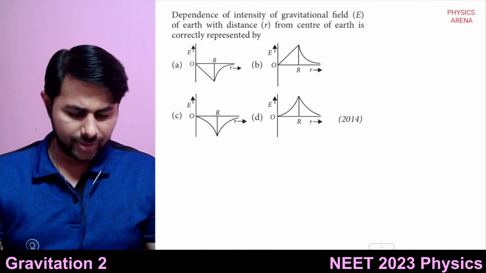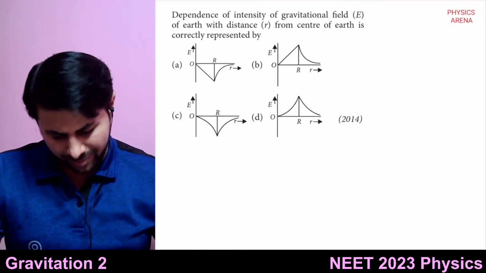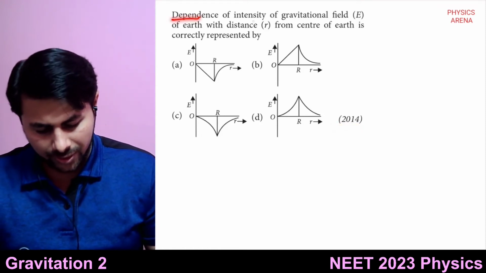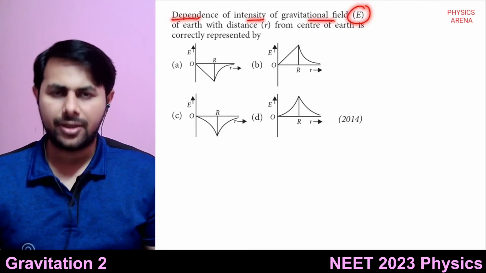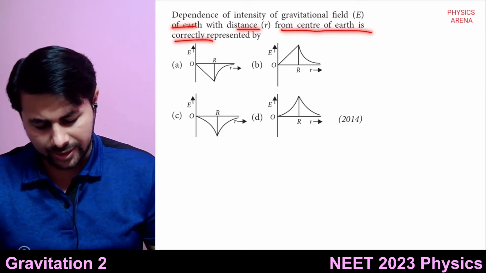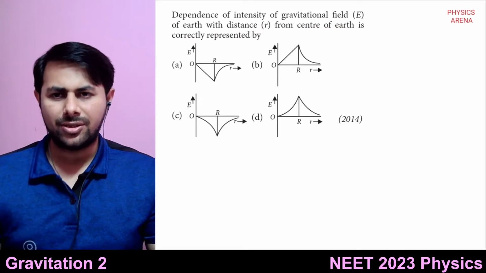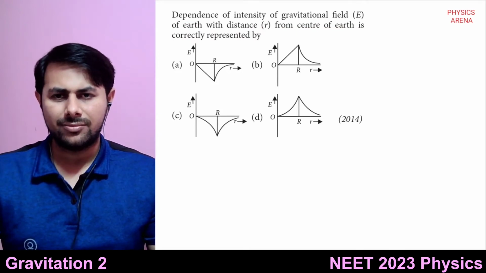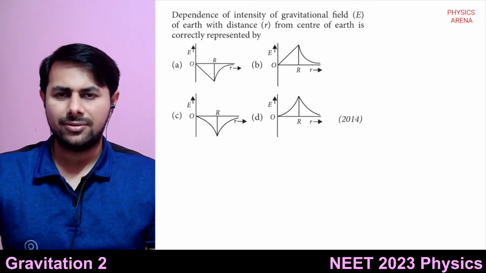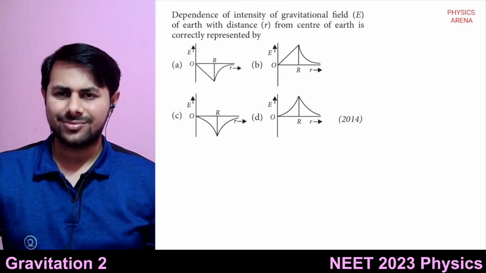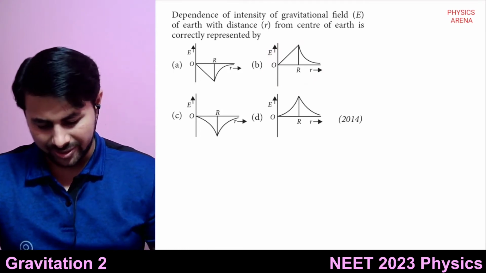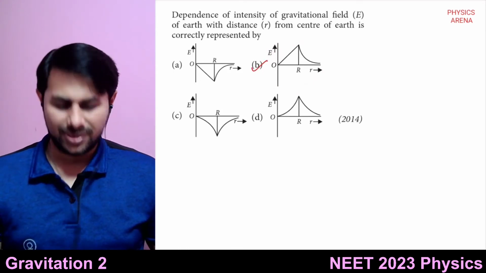Let us solve some previous year questions. This is from 2014. The dependence of intensity of gravitational field E of Earth with distance r from the center of Earth is correctly represented by which graph? So gravitational field is nothing but acceleration due to gravity. Tell me which one is correct. I have seen this, no? It's option B. Right, it's option B. So this is a simple question.